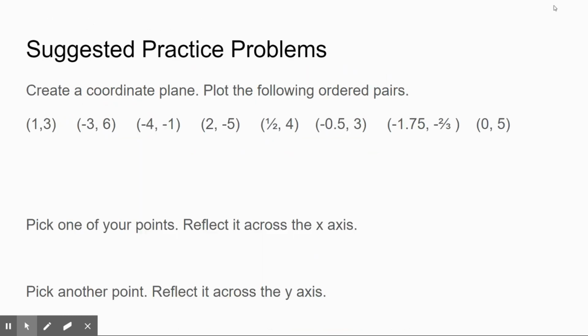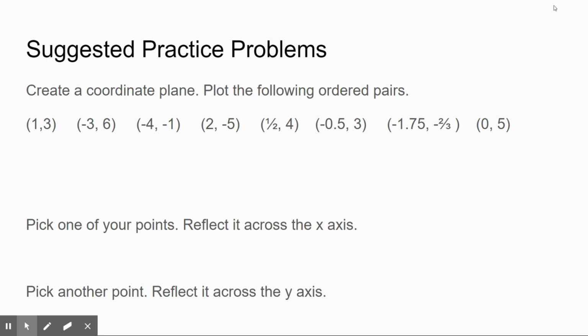Finally, we come to our suggested practice problems. I want you to create your own coordinate plane and plot the following 8 ordered pairs. The first 4 are all integers, so they'll be a little bit easier to plot. The second 4 are, well, the second 3 at least, have just any kind of rational number in there. Some of them are fractions, some of them are decimals. Do your best to figure out where those should be. And the last one is (0, 5). This one's kind of weird because it's not in a quadrant, but I want to see if you can figure out where that would go.